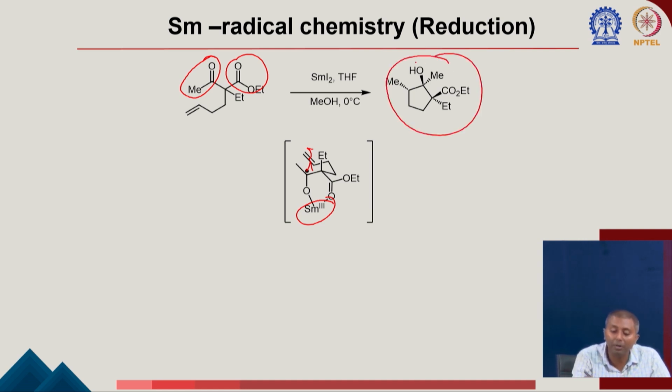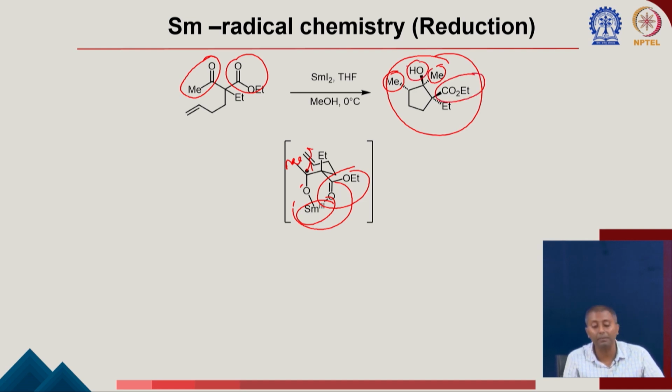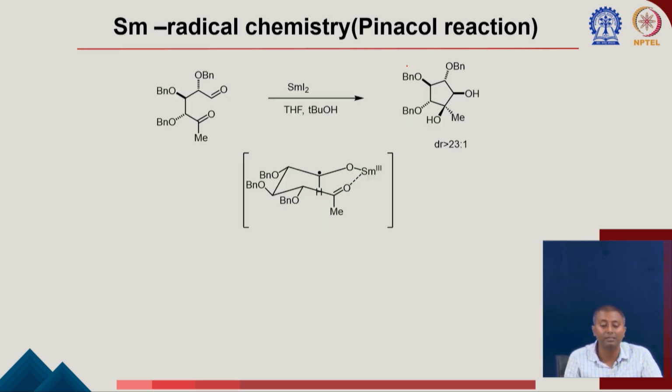And if you see here, the important part is that once the radical is adding here, this methyl group which is here and the newly formed methyl group are actually going to be down, because they are going to be on the same side. That is the important thing. Both methyls will be on the same side. And then you can see this corresponding ester and the OH which is going to form are also on the same side, because of the chelation with the samarium. So here, first there is a reduction and then an intramolecular cyclization.